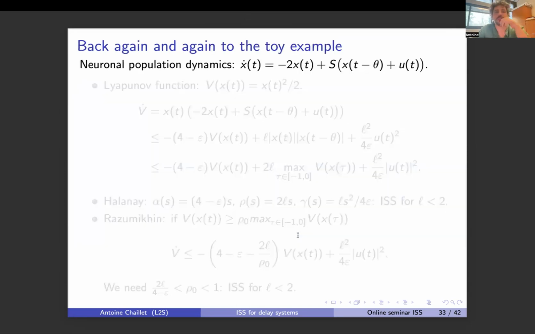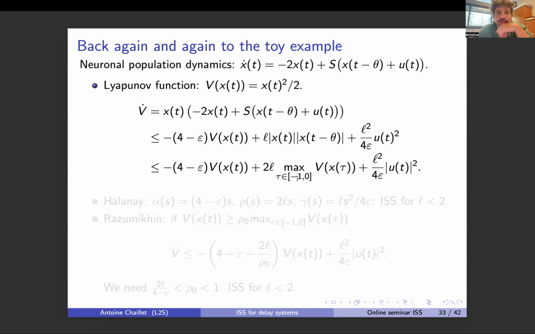Okay, so if I go back to the toy example, I will not go into the details, but I take a Lyapunov function, which is really the classical one. I make some manipulation and I get a negative term in V, a positive term in the past values of V, and a positive term in u. So if I try to apply Halanay, this is my function alpha, (4 minus epsilon) times s. This is my function rho, 2L times s. And I need that alpha of s minus rho of qs to be a class K infinity function, for some q greater than 1. And I can check that this is possible if my slope, the slope of my nonlinearity here, is smaller than 2. So I get ISS.